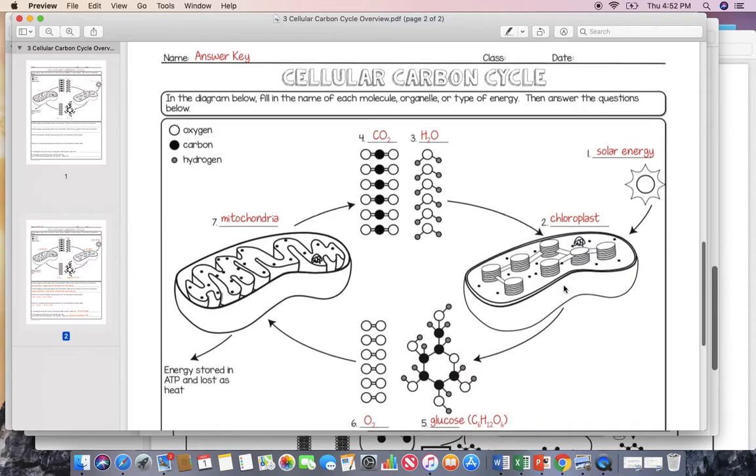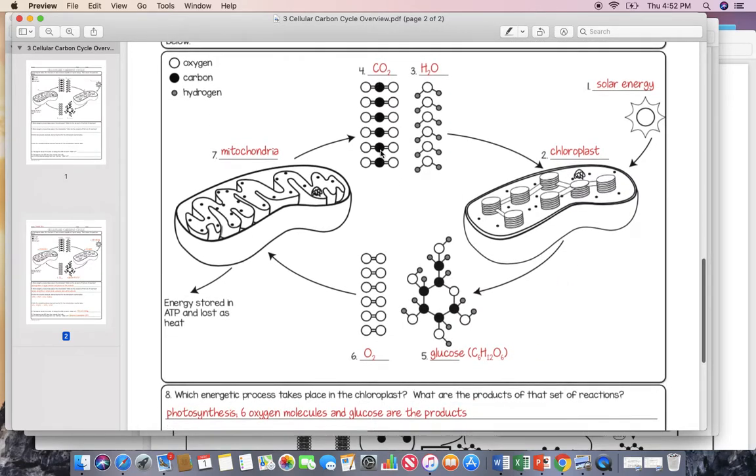So you see up here, we have a bunch of CO2 molecules. These are CO2s. Then we have a bunch of H2Os here. Here we have solar energy coming in from the sun, affecting the chloroplast. This is the chloroplast.